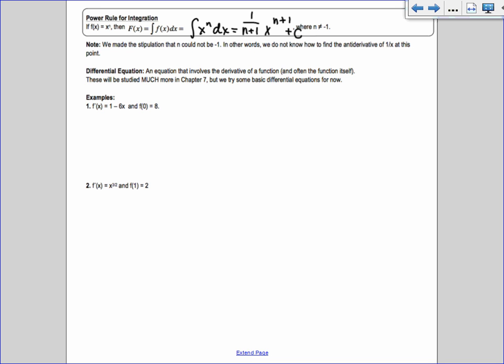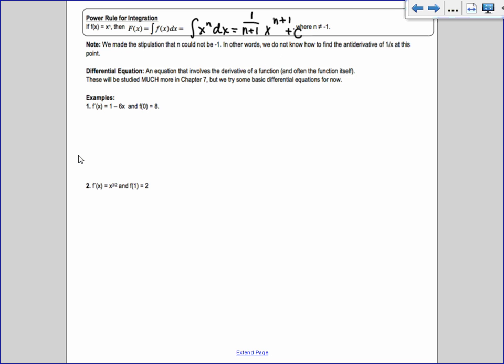We also made the stipulation that n could not be negative 1. So think about that. If I have x to the negative 1 as my derivative, what was my original function? What gives you a derivative of 1 over x? Natural log, right? So that's why we made that stipulation, because if we have natural log, then its derivative is 1 over x.